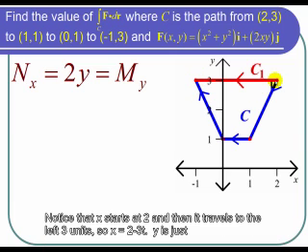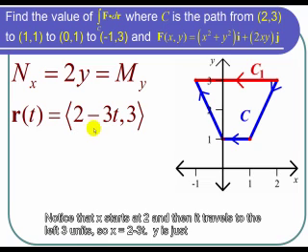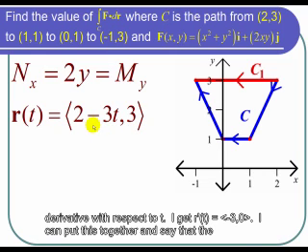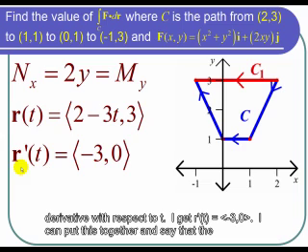Notice that x starts at 2, and then it travels to the left 3 units. So x is 2 minus 3t, and y is just always equal to 3 along this curve C1. So r of t is equal to (2 minus 3t, 3). So I also need r prime, so I take the derivative with respect to t, and I get that r prime of t is (-3, 0).